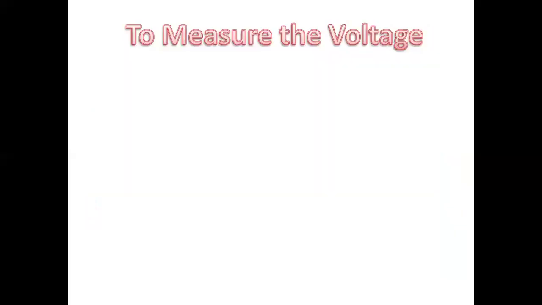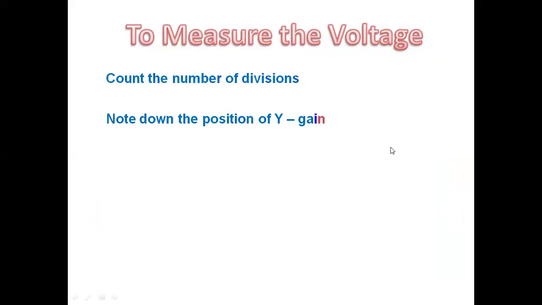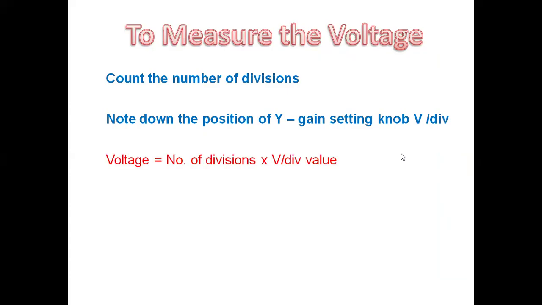How to measure the voltage using a CRO? We have to count the number of divisions, note down the position of the Y gain setting knob, and the unit is volt per division or volt per centimeter. The voltage of the input supplied to the CRO is equal to the number of divisions multiplied by the volt per division value. That is the setting of the Y gain control knob.